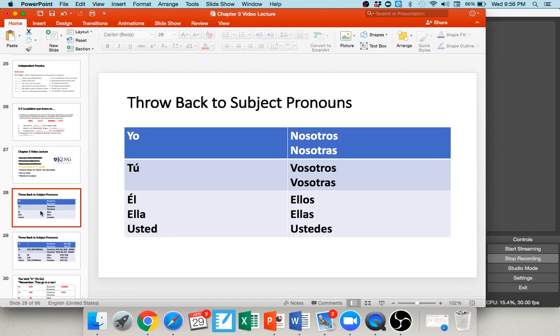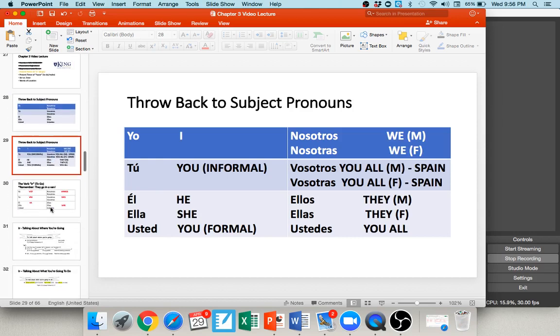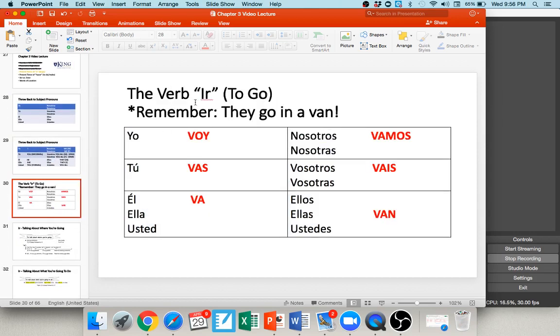So just as a review to make sure you know these, hopefully you remember that yo means I, tú, you informal, él, he, ella, she, usted, you formal, nosotros and nosotras both mean we, vosotros and vosotras both mean you all, only in Spain, ellos and ellas, they, and ustedes, you all. So, as we look at this verb ir, which means to go, we don't want to say yo ir, I to go, tú ir, you to go, él, ella, usted ir, he, she to go. We want to say I go, you go, he or she goes, okay?